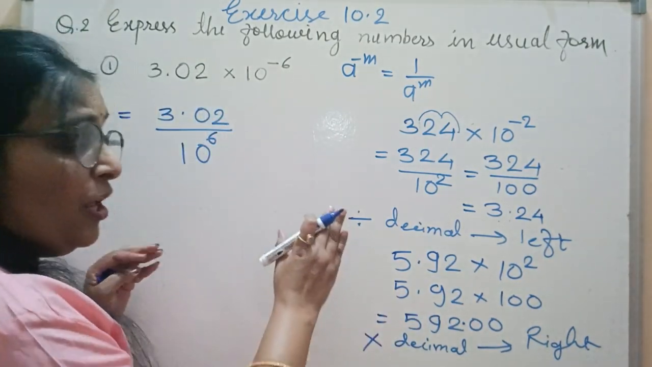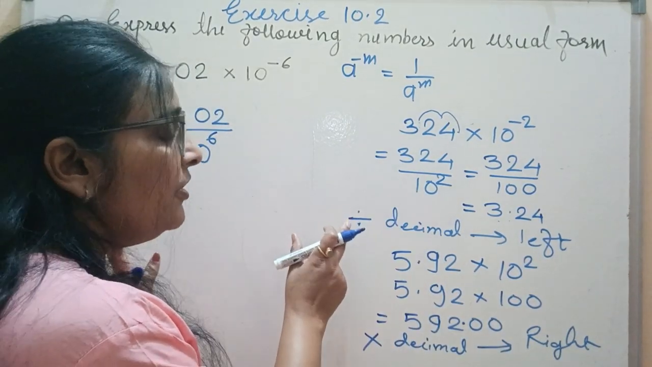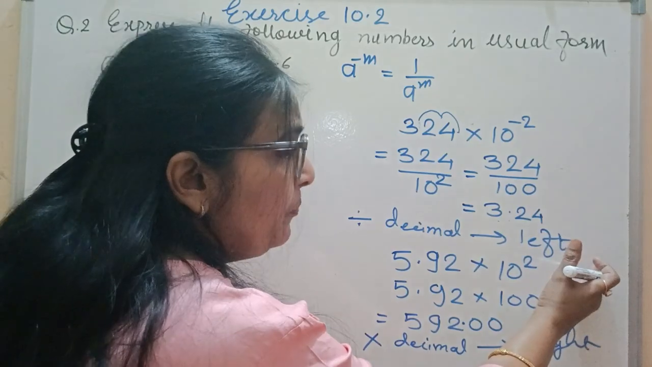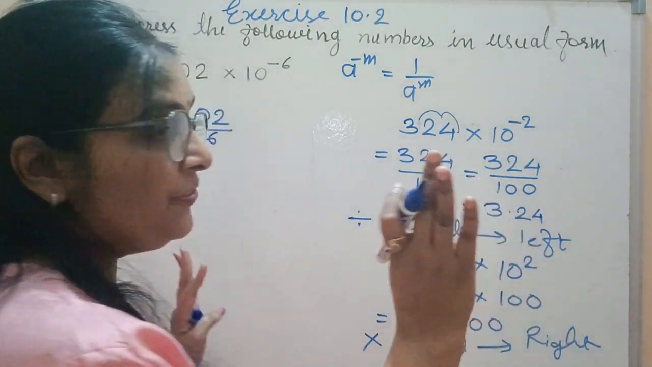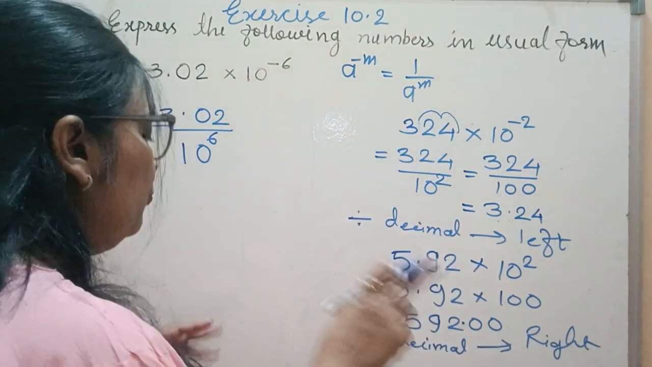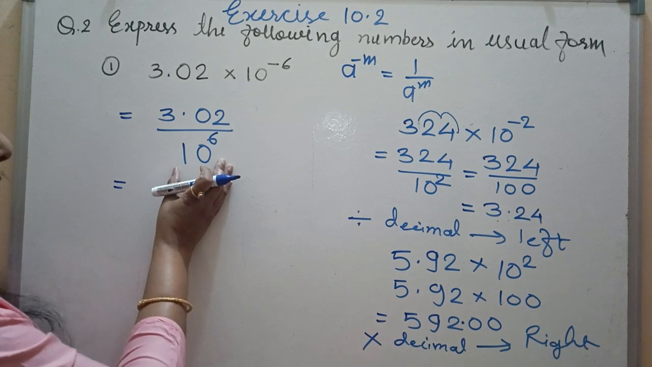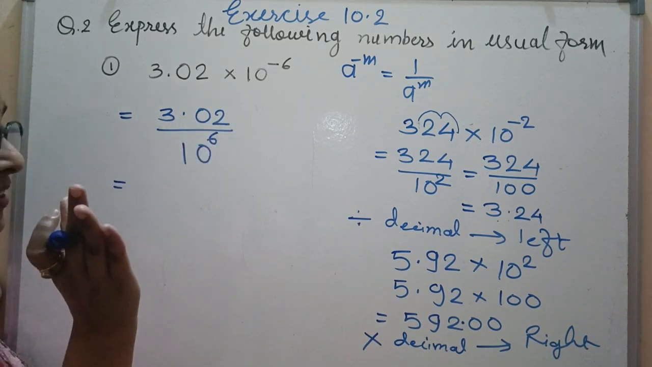Got it? See here. You got these 2 golden rules. When you are dividing, the decimal point is shifting towards left. When you are multiplying, the decimal point is shifting towards the right. Now we are using these rules. What did you get here? You are dividing by 10 raised to power 6.